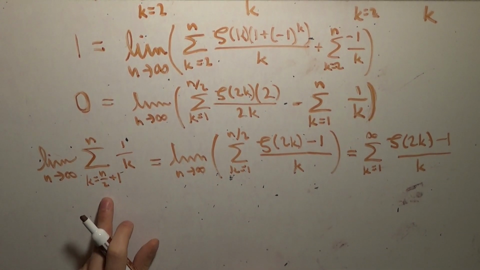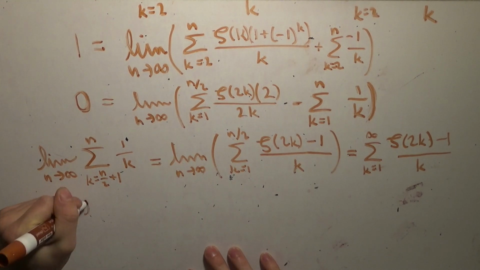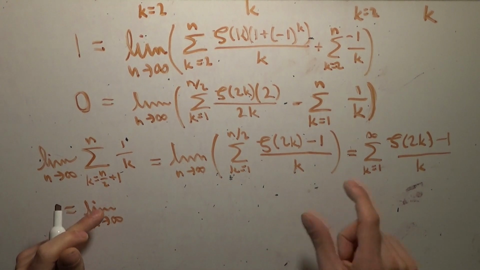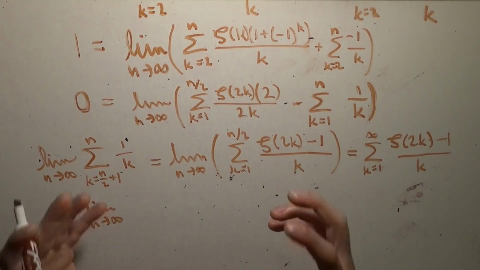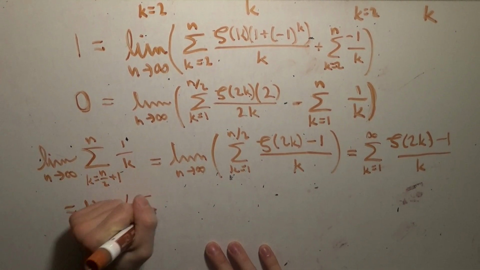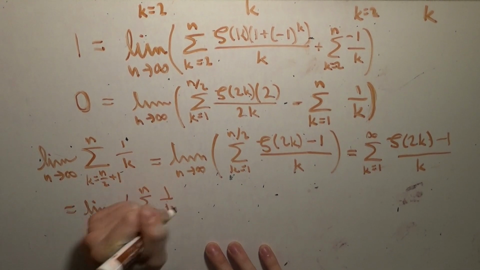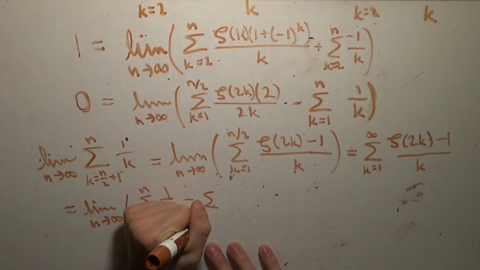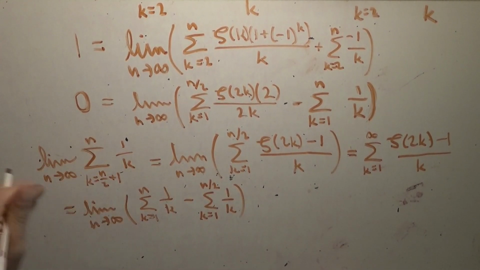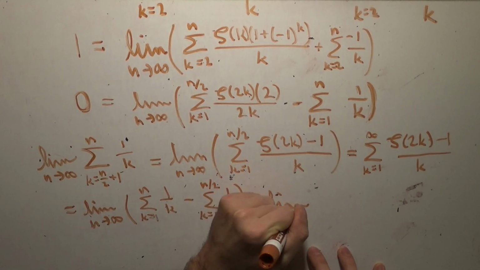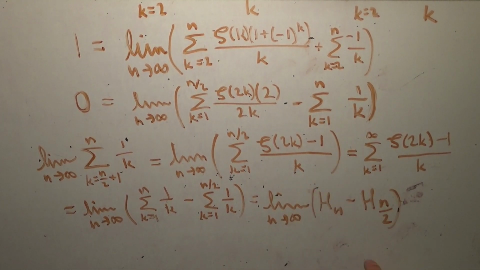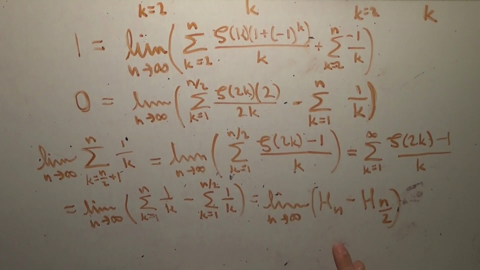But first we need to see that this is actually of a pretty nice form. So this is equal to the limit as n goes to infinity of, now what we can do, because what we did was subtract part of this series to the other side, we should actually write it as those two separate pieces, because what it is really is the sum from k equals 1 to n of 1 over k minus the sum from k equals 1 to n over 2 of 1 over k, which is to say that this limit is equal to the limit as n goes to infinity of the nth harmonic number minus the n over 2 harmonic number.